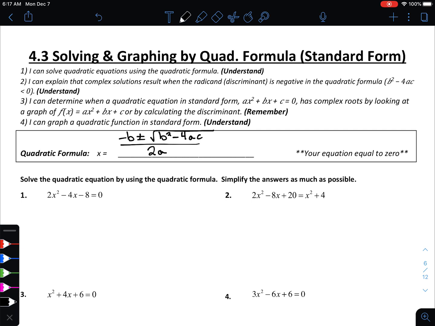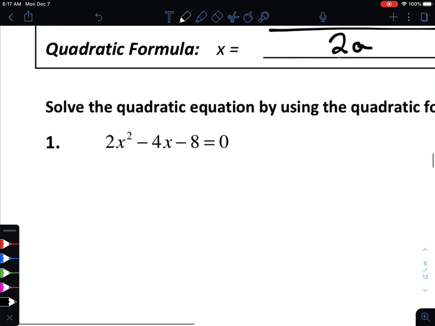Okay, so let's solve each of the following quadratic equations by using the quadratic formula, simplifying your answers as much as possible. Let's take a look at number 1. So first, let's identify our coefficients. We've got a is 2, b is -4, c is -8.